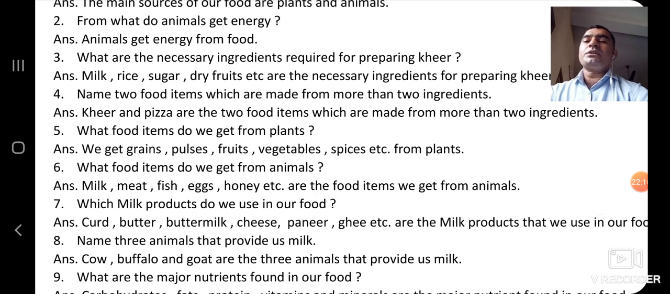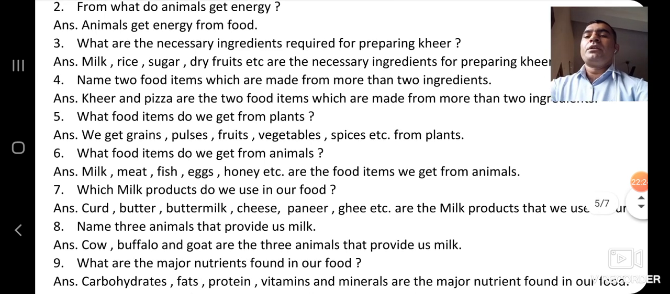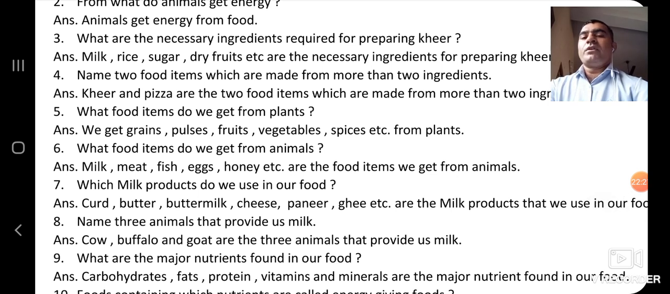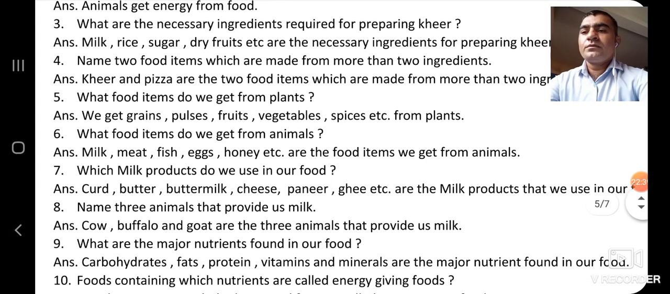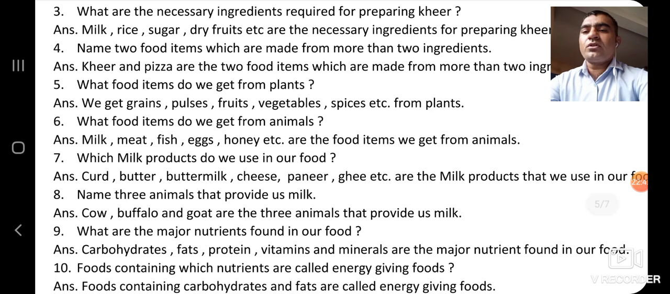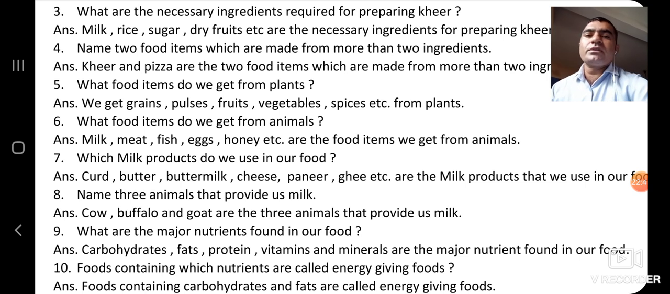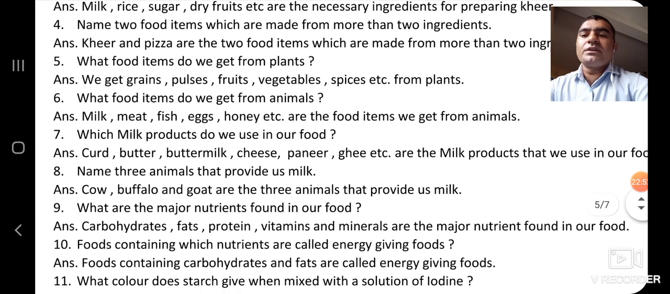What are the major nutrients found in our food? Which are the major nutrients? Carbohydrates, fats, protein, vitamins, minerals are the major nutrients found in our food. We have to write the major nutrients names which are present in our food, right? Now the next question we have is, food containing which nutrient are called energy giving foods? So food containing which nutrient are called energy giving food? We have studied in the chapter that food containing carbohydrates and fats are called energy giving foods.